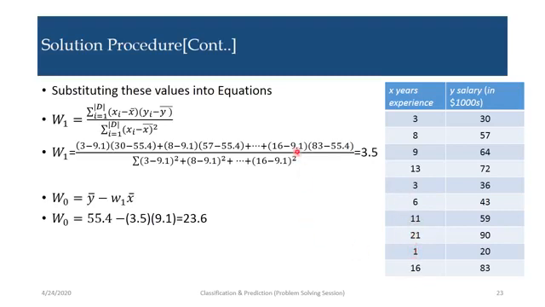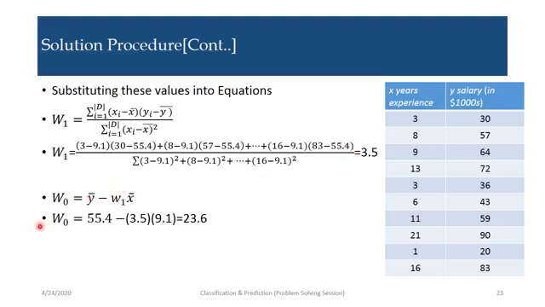Then the last one is 16 minus 9.1 into 83 minus 55.4, divided by the summation for i equal to 1 to t of xi minus x mean squared. That is 3 minus 9.1 squared plus 8 minus 9.1 squared plus dot dot dot, we have to calculate for all the values of the x column, up to 16 minus 9.1 squared. Now, we are getting the value W1 equal to 3.5.